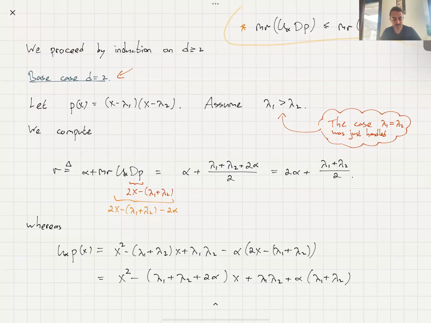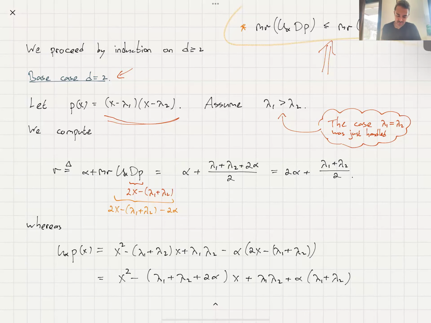So we are going to take d equals 2, a polynomial of degree 2, and it always has this form, right? I mean, it doesn't have to be monic, but for simplicity, let's assume it's monic. What's important is that it has a positive leading coefficient. And we can assume that lambda 1 is larger than lambda 2, because the case lambda 1 equals lambda 2 we just handled, right? And this is what we want to prove, just as a recap.